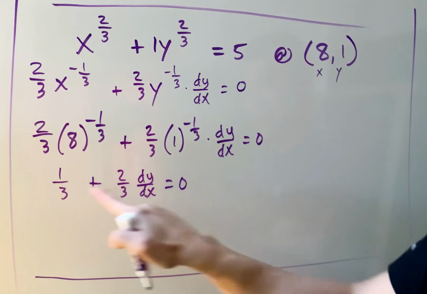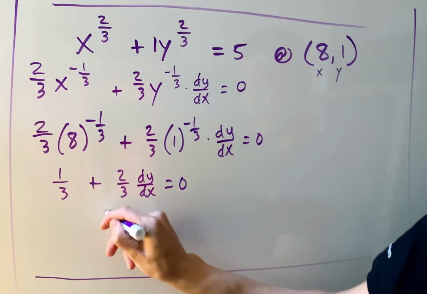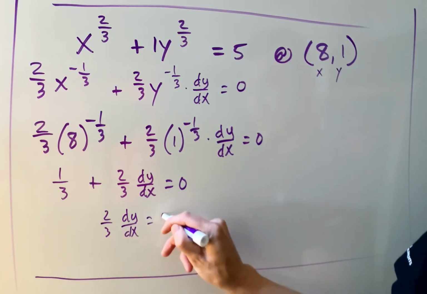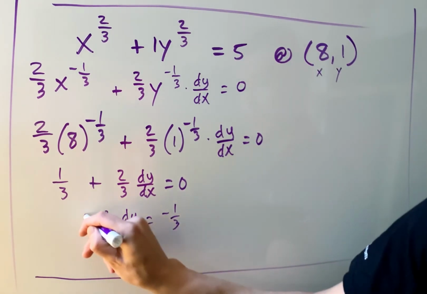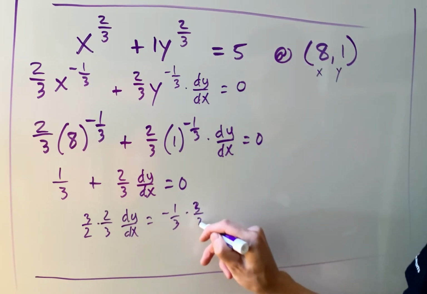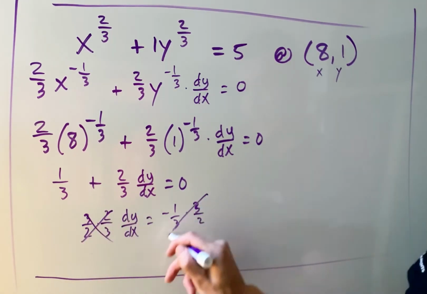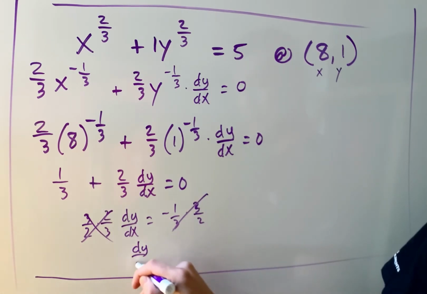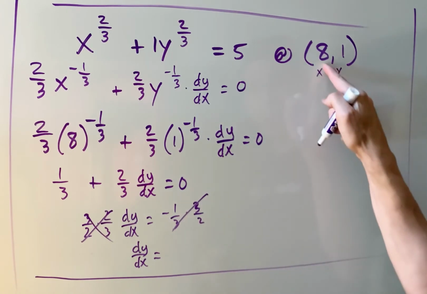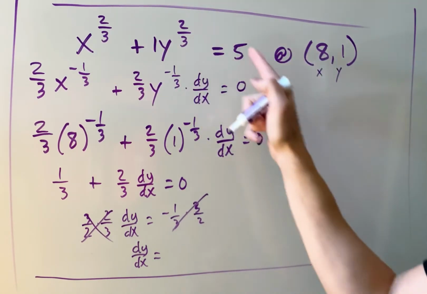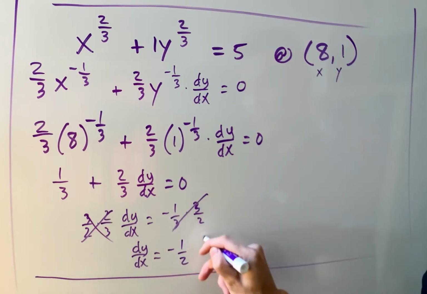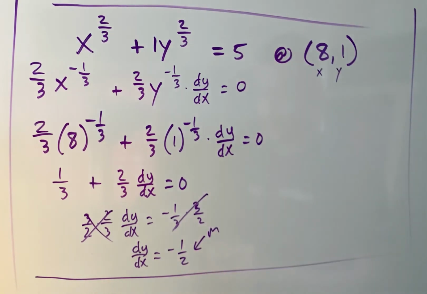And now why don't we subtract the 1/3 to this side? So it'll be 2/3 dy/dx equals negative 1/3. And then we multiply both sides by the reciprocal, which is 3/2. So the slope, dy/dx, if you will, the slope of the tangent line at this location with respect to this curve is going to be, it looks like it's going to be negative 1/2. So that is our slope m.